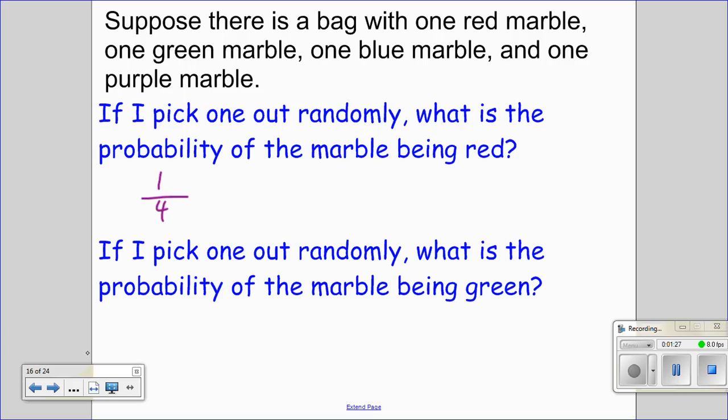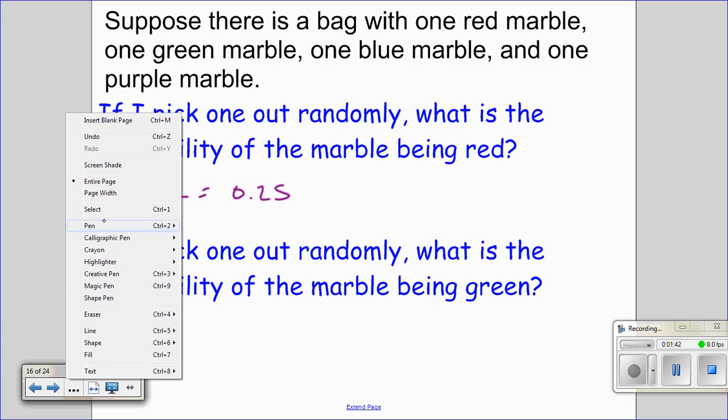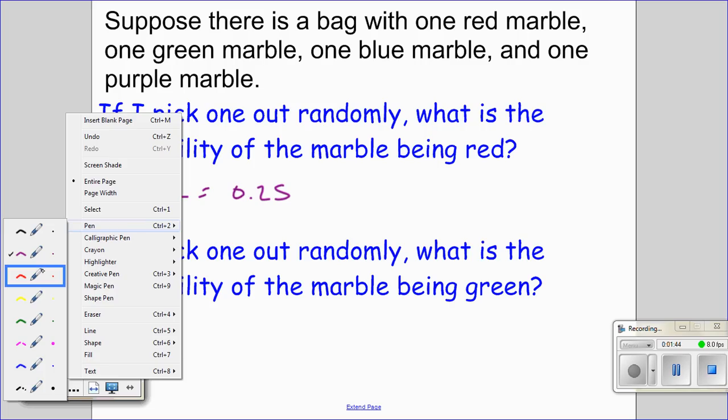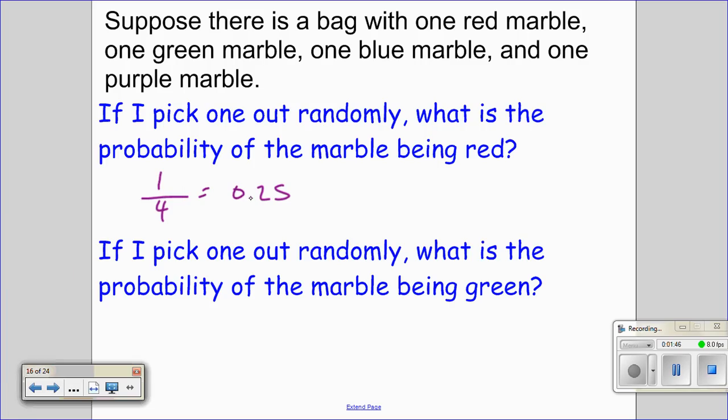As a decimal, you simply type 1 divided by 4 in the calculator, and it's going to give you 0.25. And to turn that into a percent, you should remember from intermediate or elementary that you move the decimal over to the right 2 spaces. So this is also 25%. So you have a 25% chance of picking a red marble.